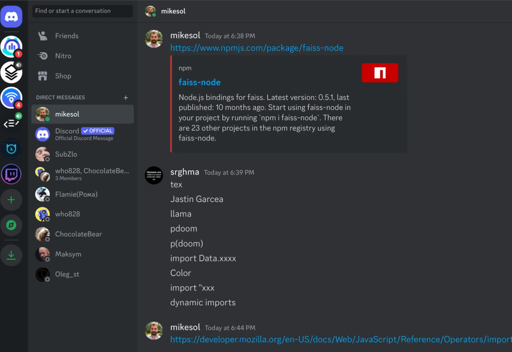When and will WASM replace JavaScript completely?